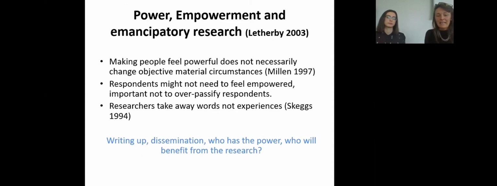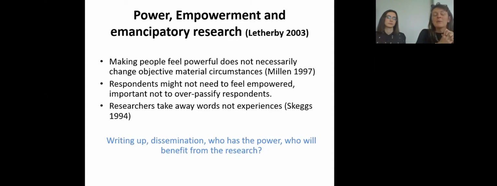And importantly, Beverly Skeggs has spoken about the way in which, at the end of the day, researchers take away words, not experiences. When we think about participatory research methods, creative research methods, what we get in the field is essentially a representation. We can't extract that whole embodied experience, although we may try to in terms of the methods that we use, whether it's visual or through video, pictures or recordings. At the end of the day, we do take away words.